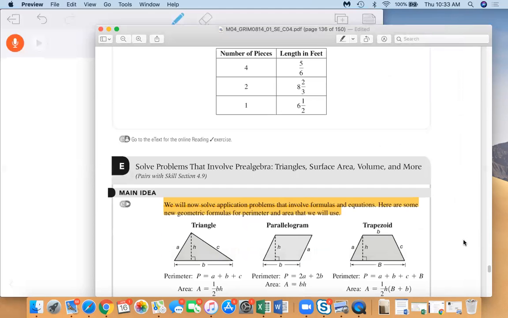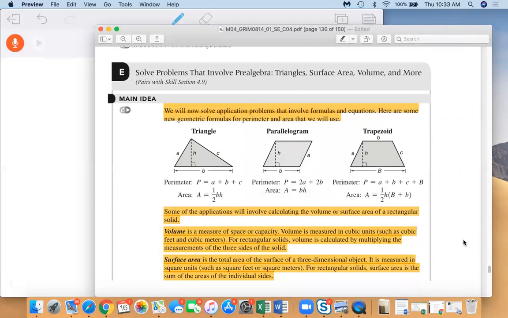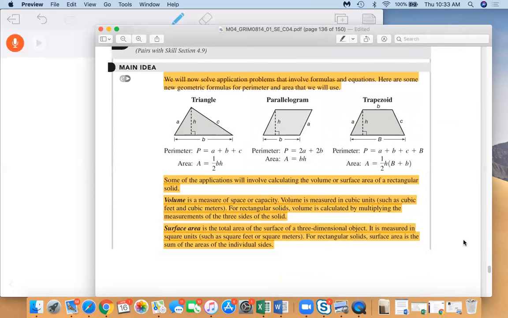But the idea last section in part F was to use the order of operations with fractions. So now we're going to solve problems that involve pre-algebra with triangles, surface area, volume, and more. So this is looking at shapes where we talk about surface area. Remember, surface area is like this when you have a 2-dimensional shape and you're finding this shaded area. So we will now solve application problems that involve formulas and equations. Here are some new geometric formulas for perimeter and area that we will use.